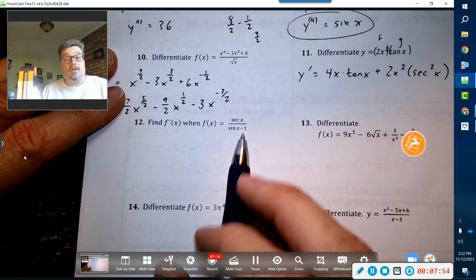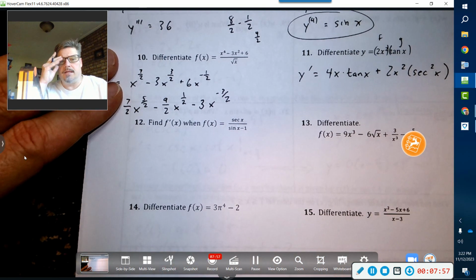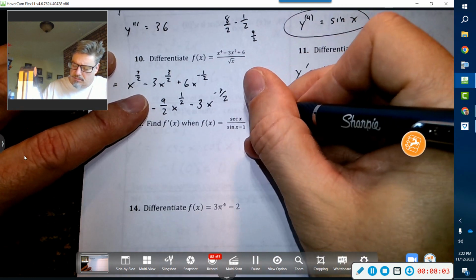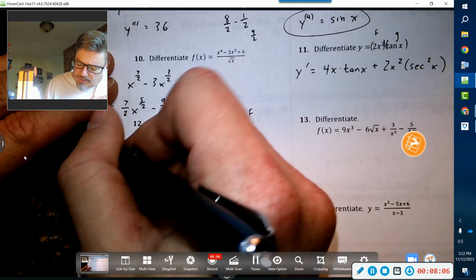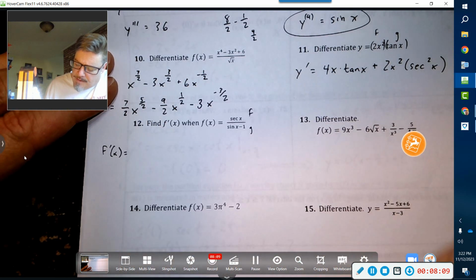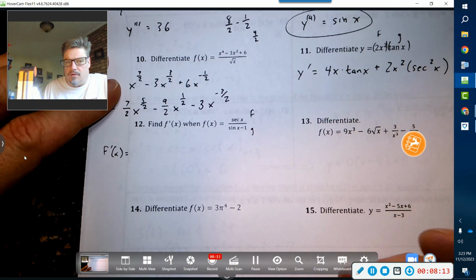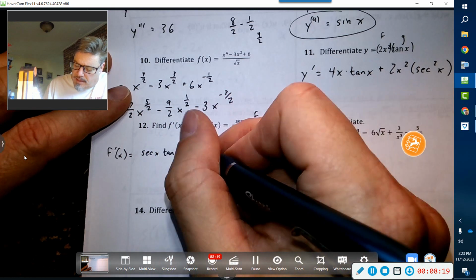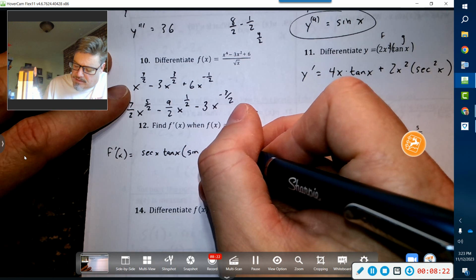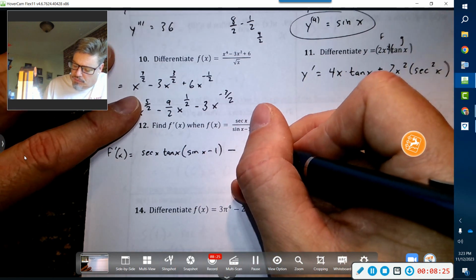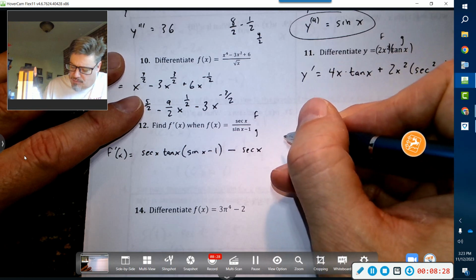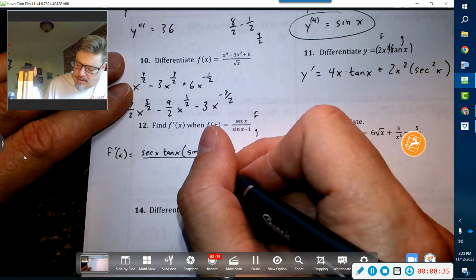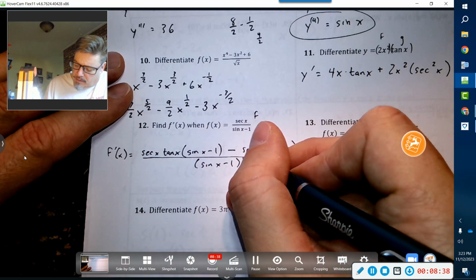This one, we are stuck with the quotient rule unless you know some kind of magical trig identity. So what we're going to do is assign this guy the f, that will be the g, and then we're going to use the quotient rule, and the quotient rule says that we take the derivative of the first, which is secant tangent, multiplied by sine x minus 1, minus, do not take the derivative of the first, but the derivative of the second, which is just cosine, all over sine x minus 1, and we're going to square that.